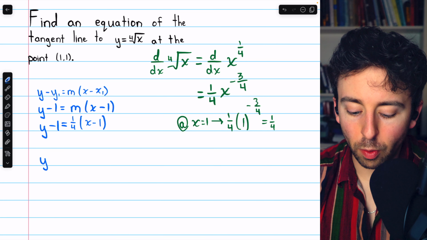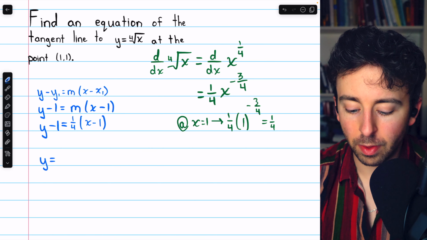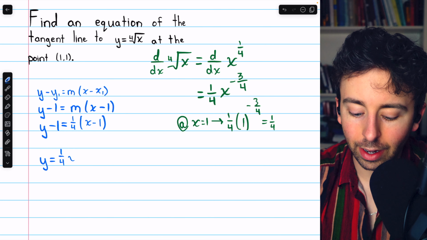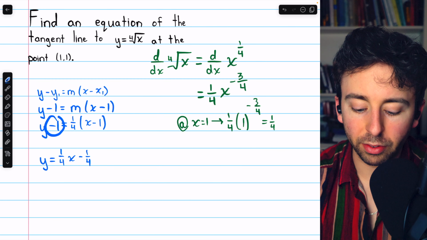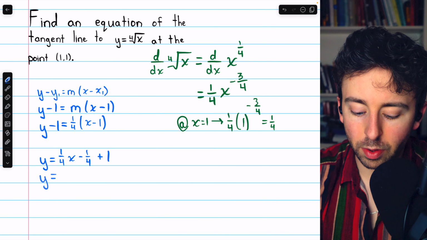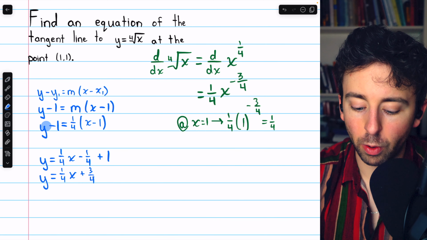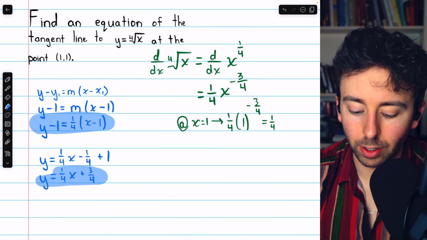And if you're a slope-intercept fan, then you can just solve for y and do some simplification here. 1/4 times x minus 1 is 1/4 x minus 1/4. That's just distributing the 1/4. Then we would also want to add that 1 to both sides, so we'd have a plus 1 on the right. And so that gives us y equals 1/4 x, and then minus 1/4 plus 1 is plus 3/4. So there's absolutely nothing wrong with that. That's our tangent line, but if you prefer slope-intercept form, it would look like that.